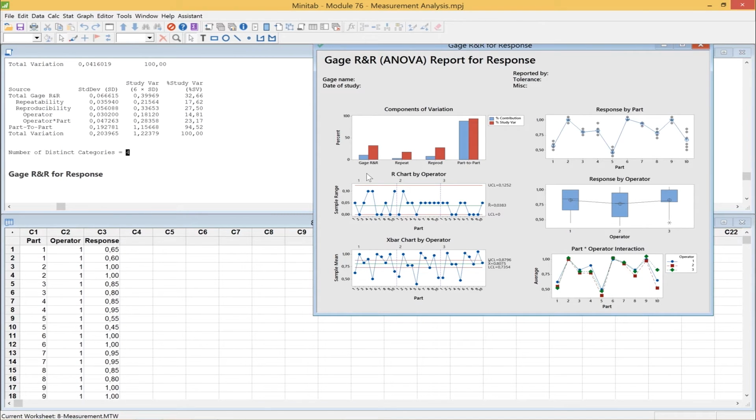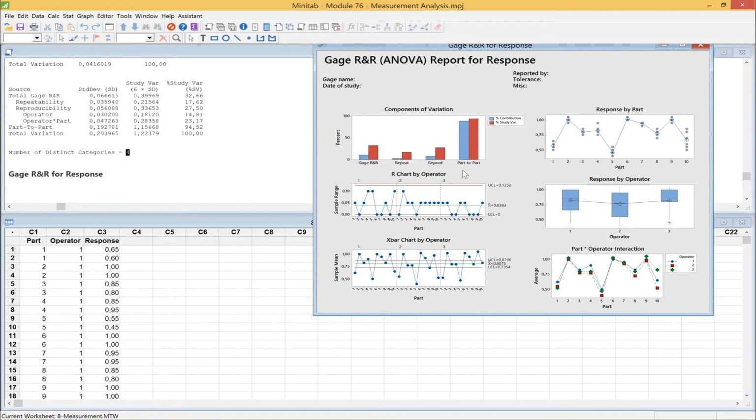Because what we see is there is still an awful lot of variation that's coming from repeatability and reproducibility. And so we find in a system like this, we need to improve the performance. But what do we need to improve? Do we have to improve the operators or do we have to improve the parts? So this is the question.